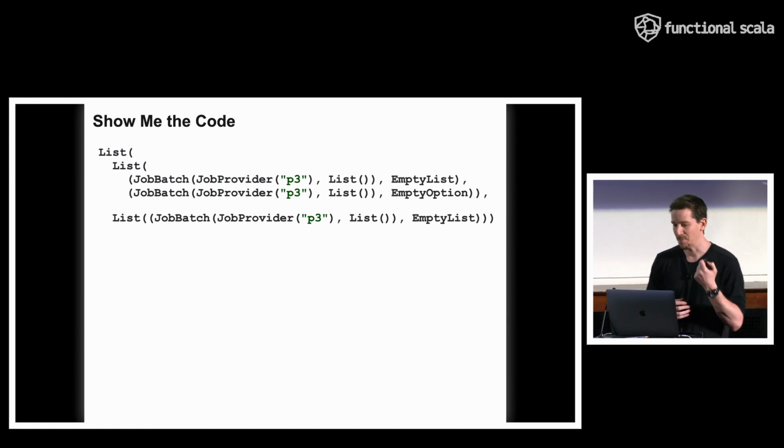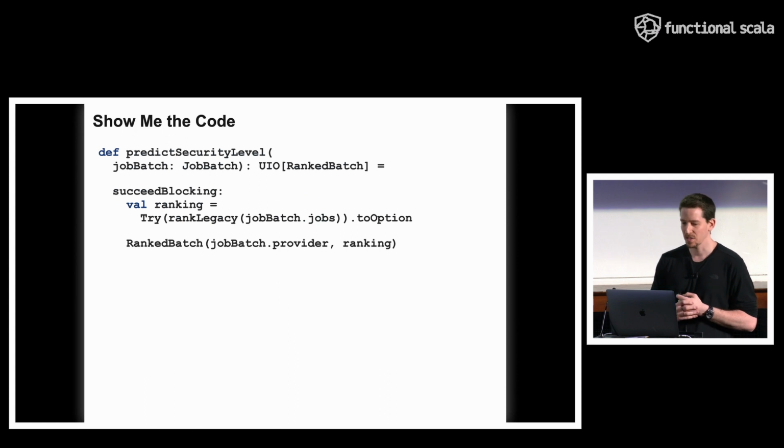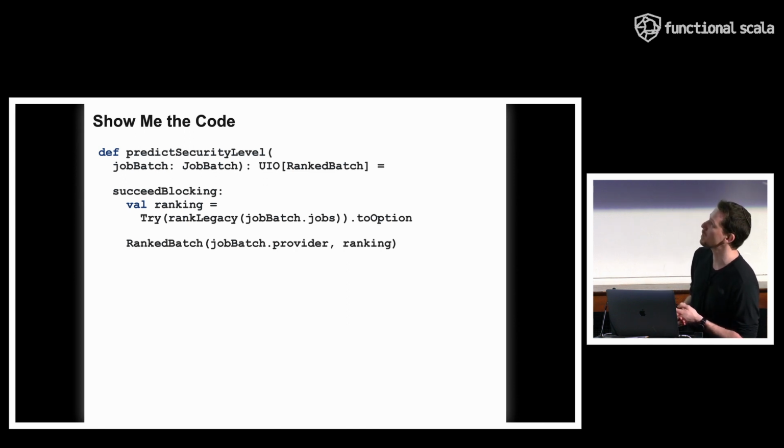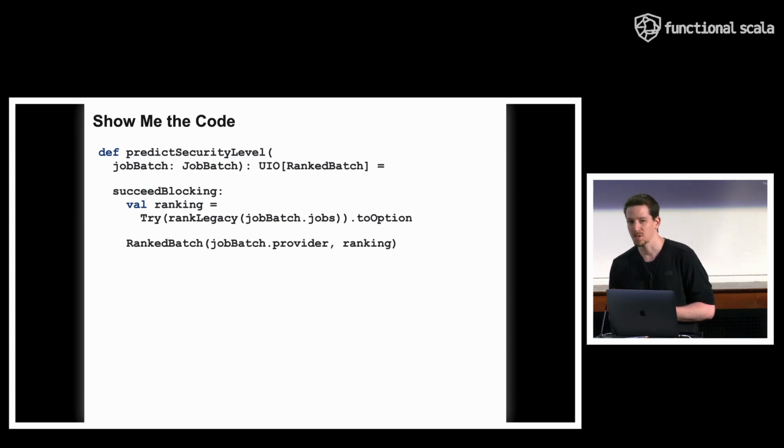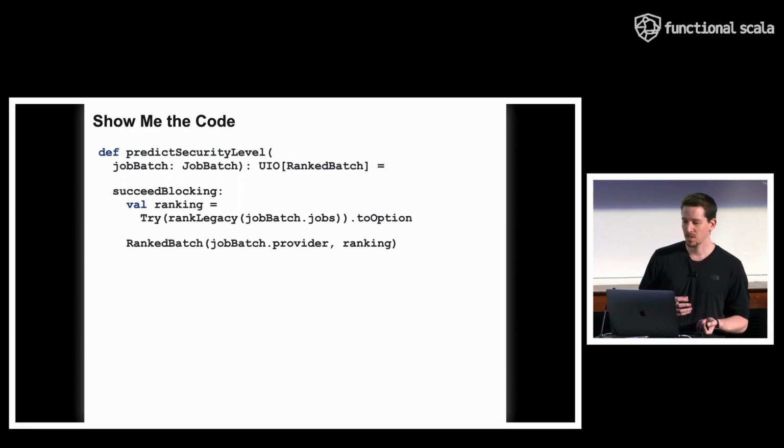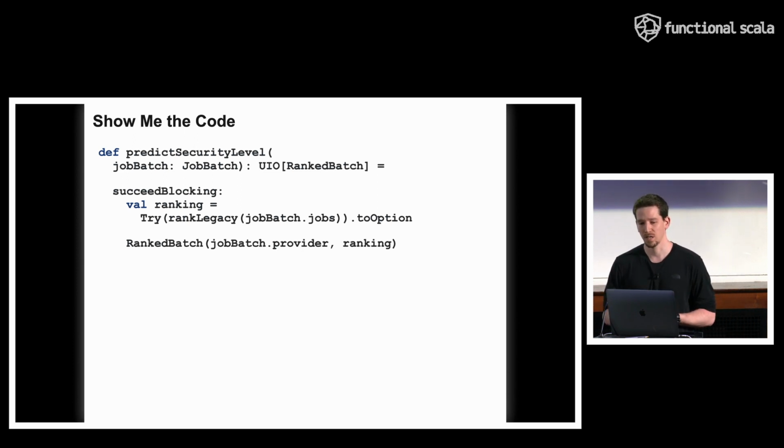So we might wonder, how do we fix this? We might ask ourselves, why is there an option there to begin with? And apparently it's some weird integration with legacy code. So we have this rank legacy call that is something old, blocking and side effecting and erroring, and so we wrap it in a try, and then we swallow the exception with the option. Now, swallowing exceptions without a trace is never a good idea. So we might as well integrate the exception into our effect and avoid the option altogether.